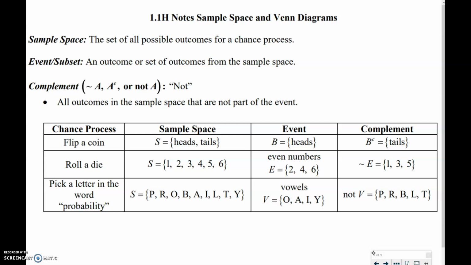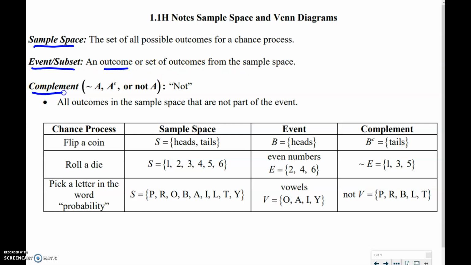All right, we're going to look at our notes, a couple of pieces of vocabulary. What do we mean by sample space? Set of all possible outcomes for a chance process. Okay. What do we mean by an event? An event is really a subset of the sample space. So it's an outcome or set of outcomes from the sample space.